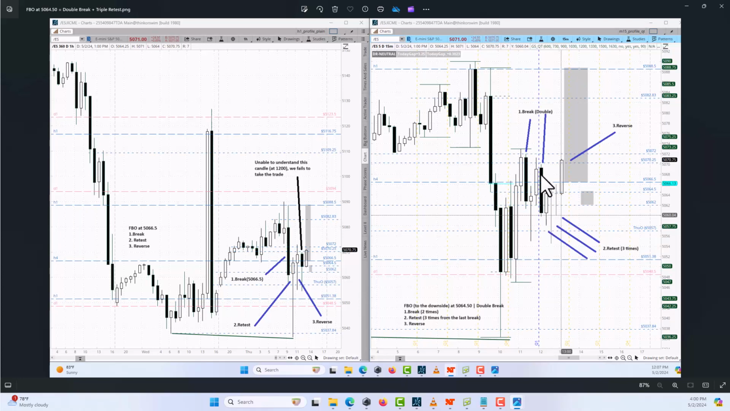On the 15 minutes, it manifests this pattern into a double retest right there. You see that? That is the candle at 12 and it closed right there. And that's where we need to go long. At that moment we didn't understand. That's the reason why we stayed on the sidelines.